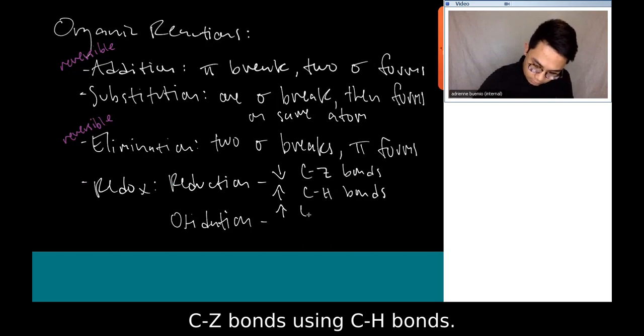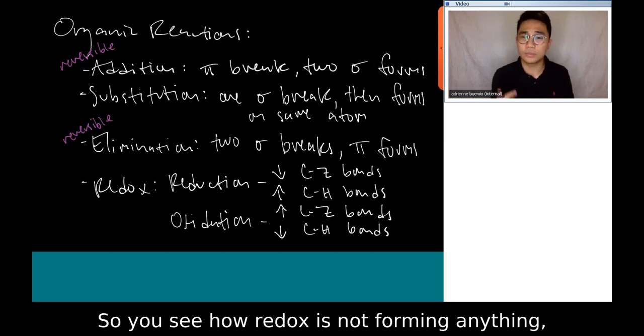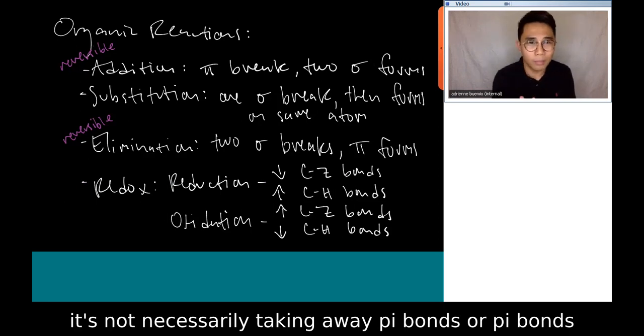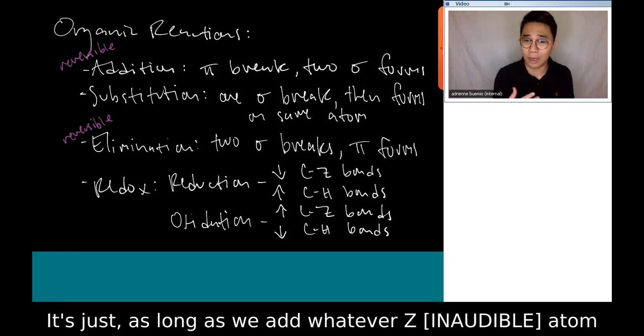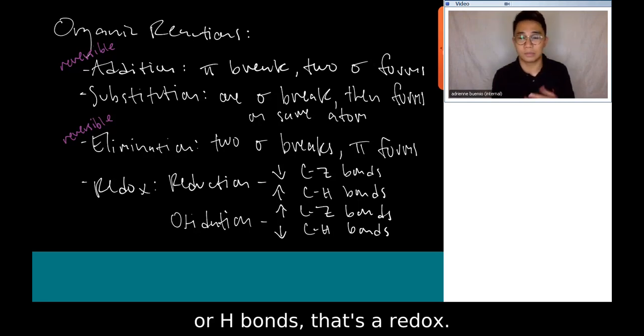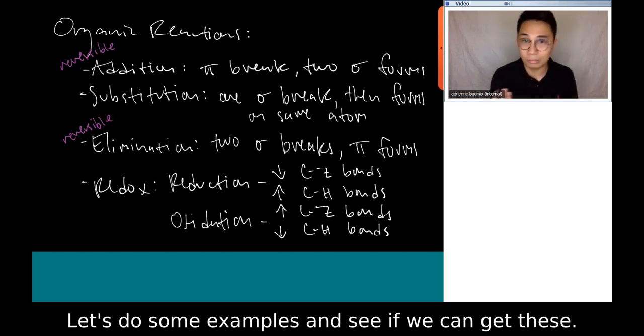CZ bonds, losing CH bonds. So you see how redox is not forming anything. It's not necessarily taking away pi bonds or double bonds, things like that. It's just as long as you add whatever Z heteroatom or H bonds, that's a redox, right? So now we have that. That's our basics. Let's do some examples and see if we can get these.